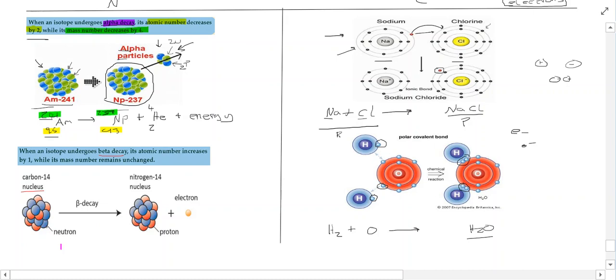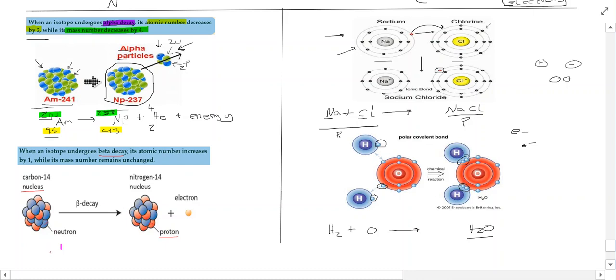So what's actually happening is a neutron is changing into a proton. So you can see here, this neutron changes into a proton. And remember, the number of protons is what distinguishes one atom from another. So essentially what you're getting is a carbon atom changing into a different atom that has one more proton, so the atomic number increases.